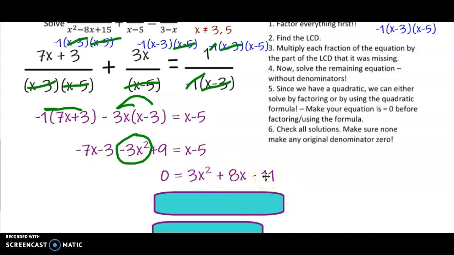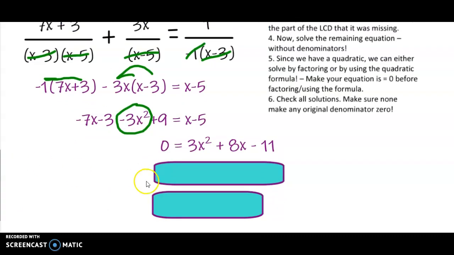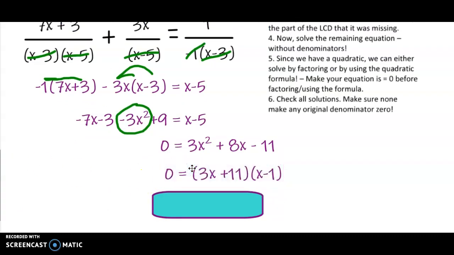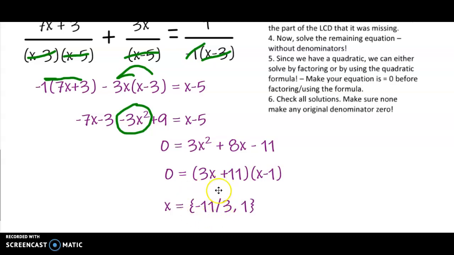You may want to pause the video here and solve that yourself and make sure you get the same solution as I did. From this point, you're going to factor. Again, if you'd like to pause for a second and factor it yourself to see if you can do it, it does factor. If it doesn't factor, you could also solve by the quadratic formula. When you factor this, you end up with 3x plus 11 times x minus 1. When I set each factor equal to 0, my two solutions are negative 11 over 3 and positive 1.